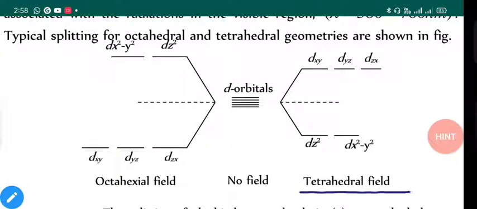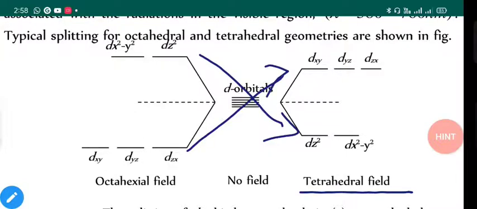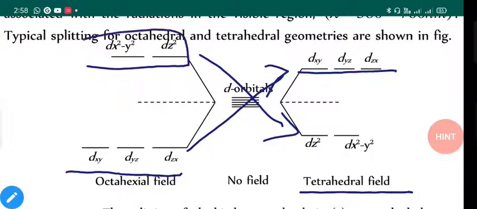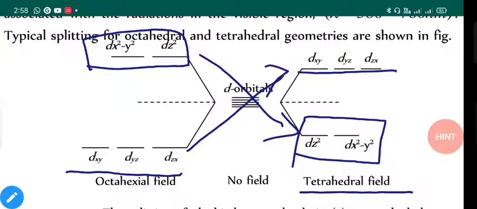Now let's talk about the tetrahedral field. As we can see, tetrahedral field splitting is opposite to the octahedral. In octahedral, the between-the-axis orbitals are lower in energy and the on-axis orbitals are higher in energy, and now the between-the-axis orbitals are higher in energy and the on-axis orbitals are lower in energy. So opposite splitting will be observed.